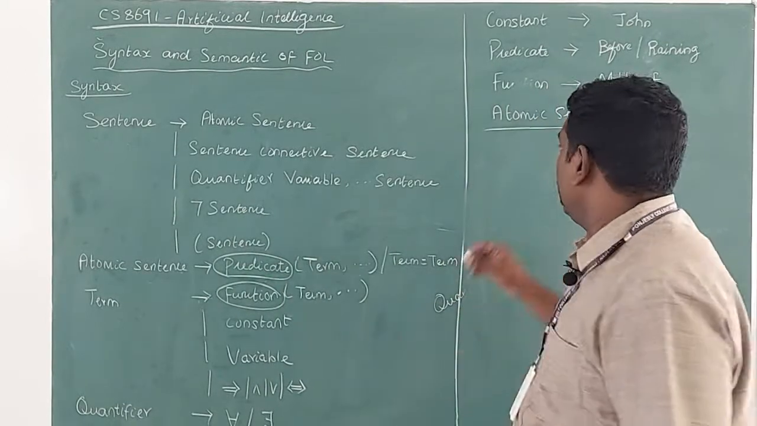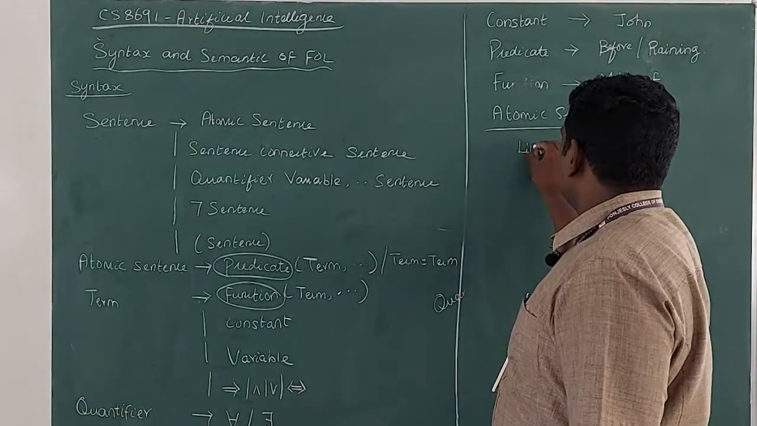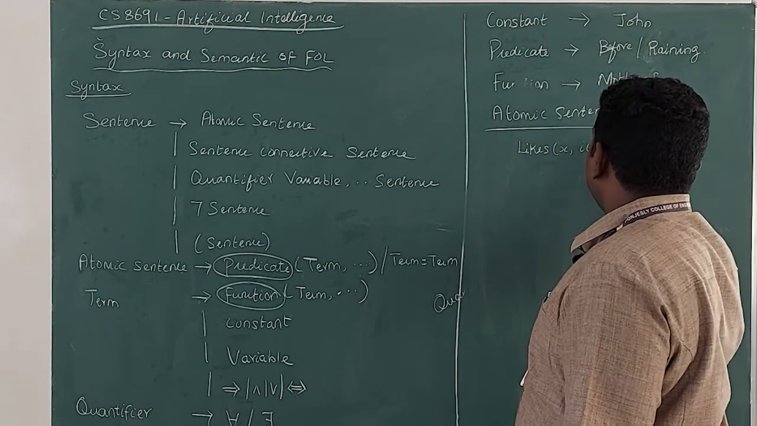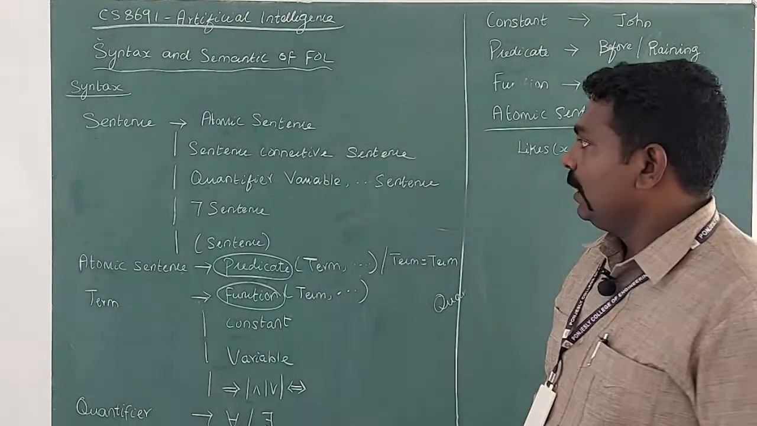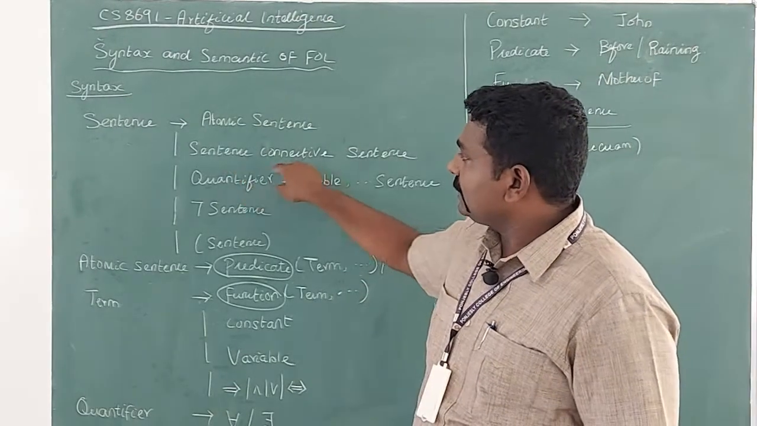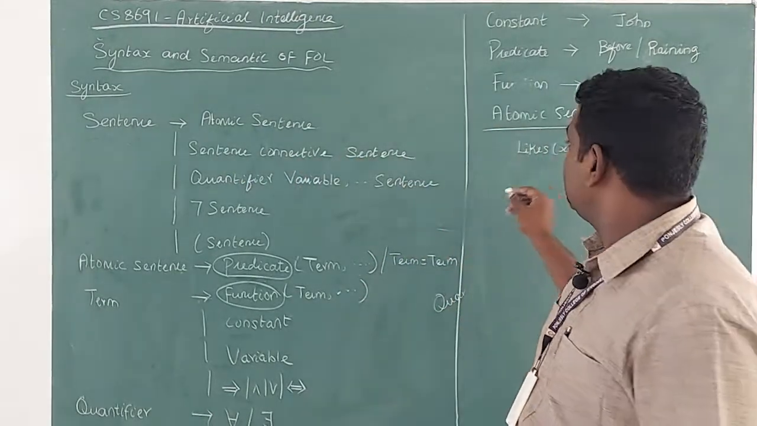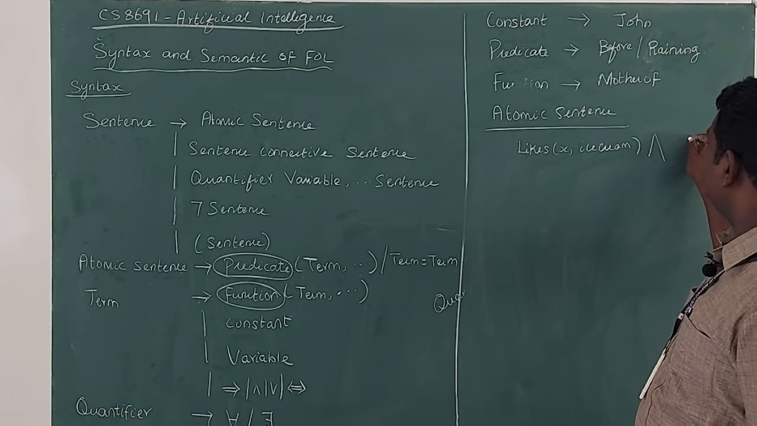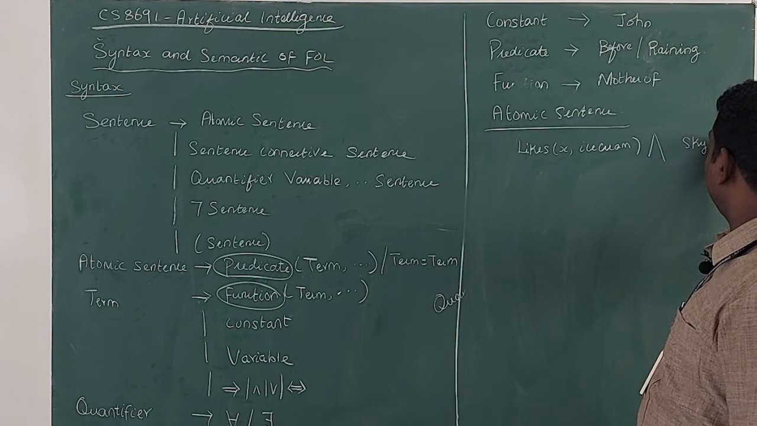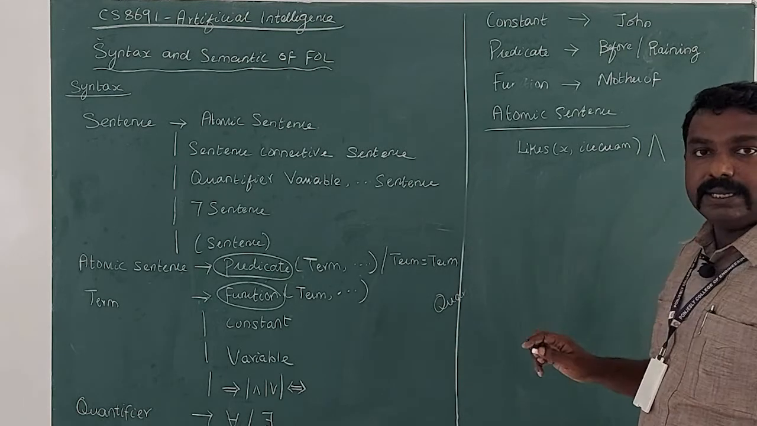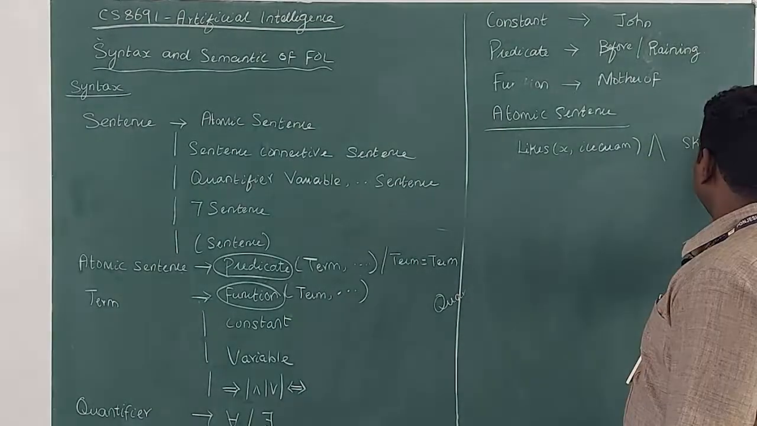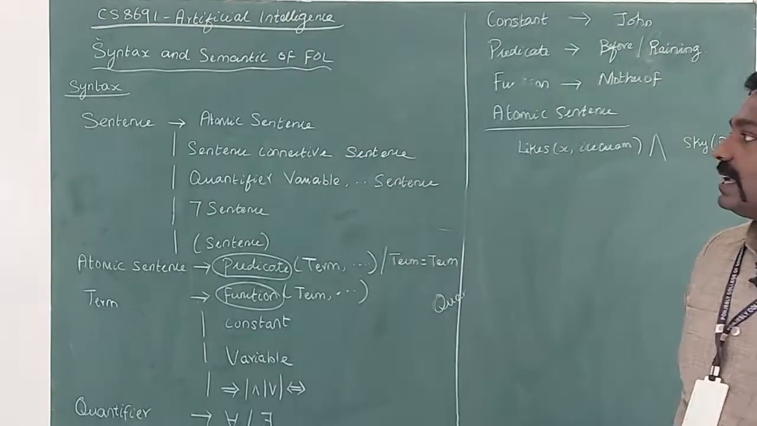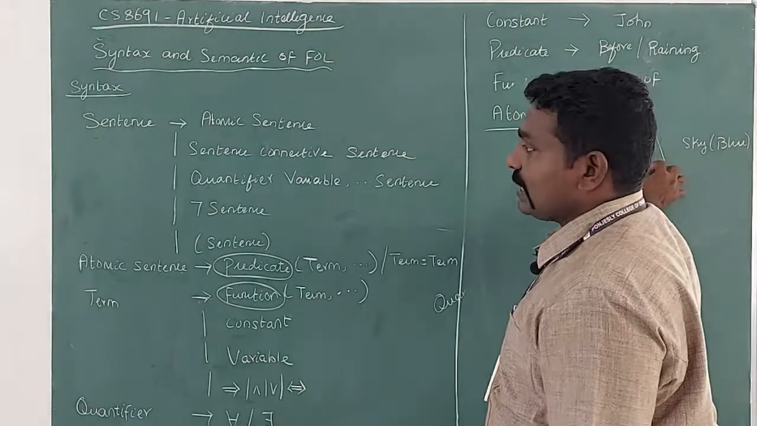Any sentence you call an atomic sentence. So Likes(x, IceCream) is an atomic sentence. Next, sentence connectivity sentence: how will you write this? Likes(x, IceCream) can be used with and, Sky implies Blue, or, Sky and Blue. So I have used connectivity here.